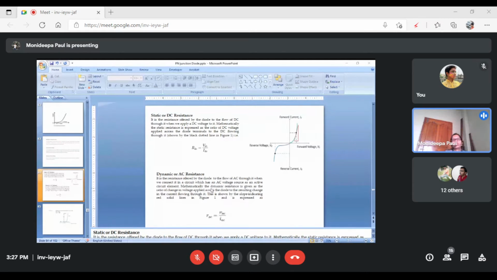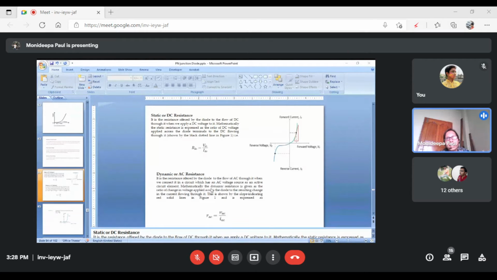A diode is always preferably operated in forward bias condition. If we apply the DC voltage, then the P side of the semiconductor diode is connected to the positive terminal of the supply, and the N side of the PN junction diode is connected to the negative terminal of the supply. If we apply the DC voltage, current flows through the device. At a certain voltage we get a certain current, and voltage divided by current gives the resistance. This is the DC resistance.